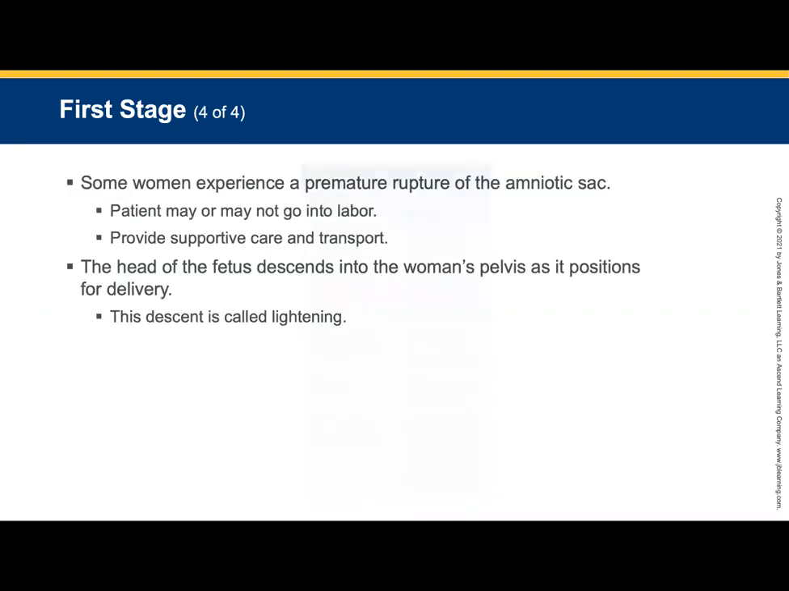Some women experience a premature rupture of the membrane, in which the amniotic sac ruptures too early and the fetus is not ready to be born. The patient may or may not go into labor. You will need to provide supportive care and transport them to the hospital.